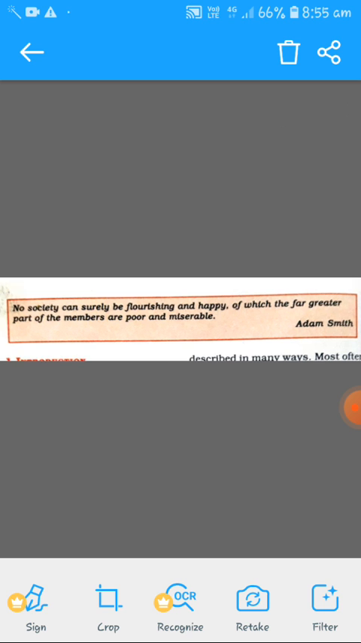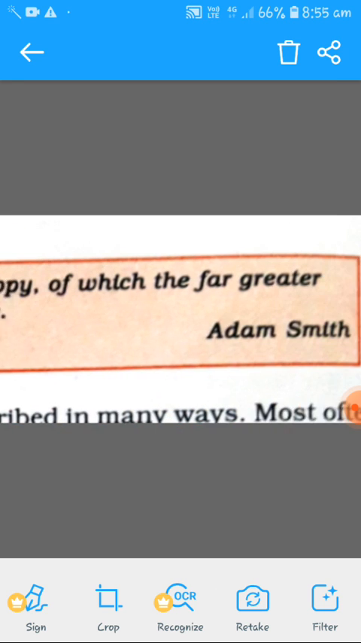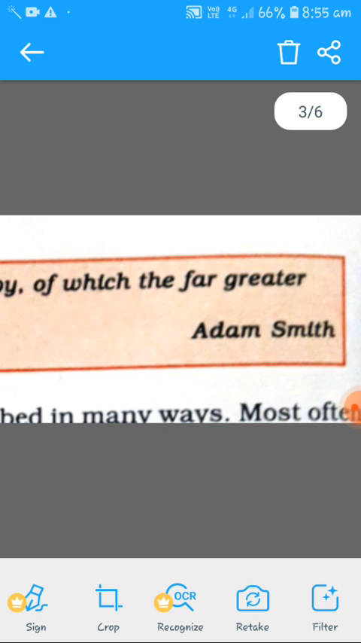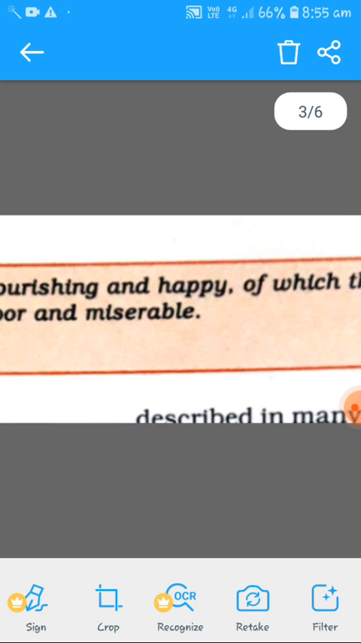So let us begin the chapter with the sayings of Adam Smith. You know who is Adam Smith? You must be knowing Adam Smith, no? He is the father of economics. He is the father of economics. You all have to remember.